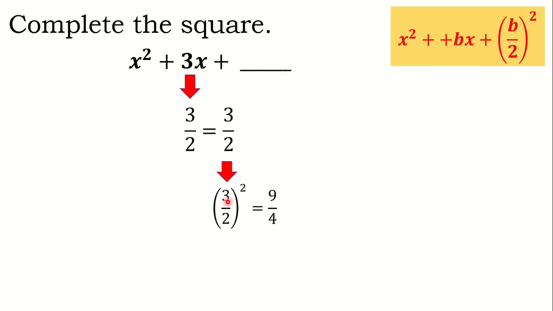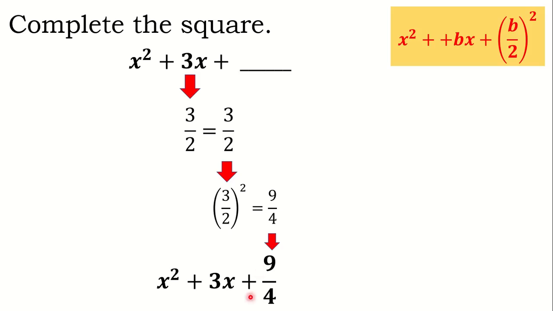Bakit? 3 times 3, that is 9. 2 times 2, that is 4. So, again, nakuha na natin yung squared. So, alam natin na ang idadagdag natin dito sa expression na to is 9 over 4. So, ano nang magiging expression natin? X squared plus 3x plus 9 over 4. So, ito ay isa ng perfect squared trinomial. So, paano natin kukunin ang square of binomial niyan?